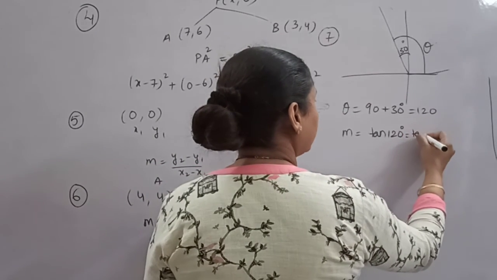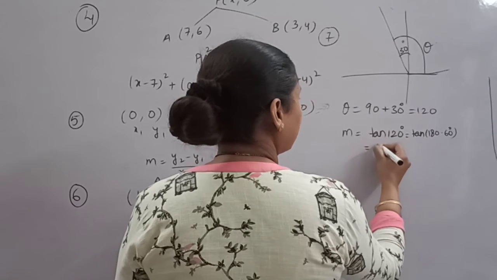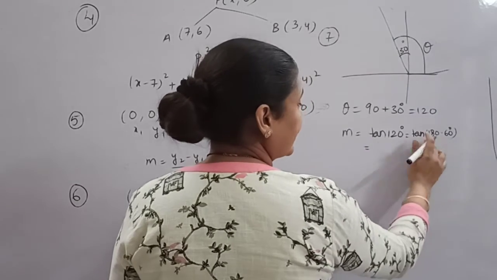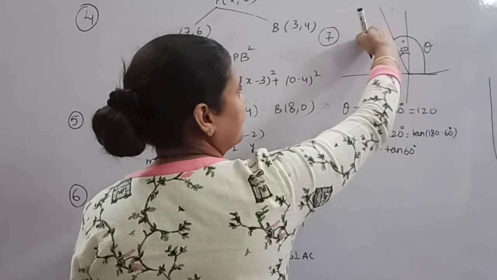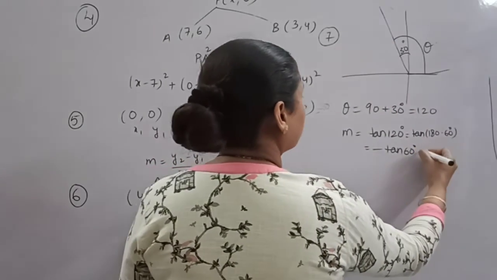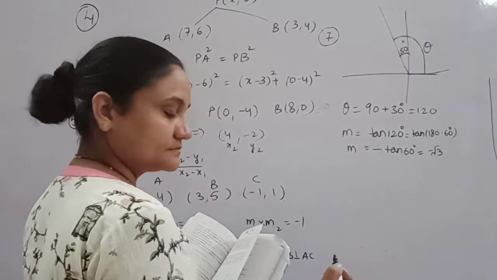How? Tan (180 degree minus 60 degree). So this will be equal to, it will come in the second quadrant, minus tan 60 degree, because tan (180 minus theta) will go to the second quadrant. That is equal to -√3. Your slope has come. Okay.